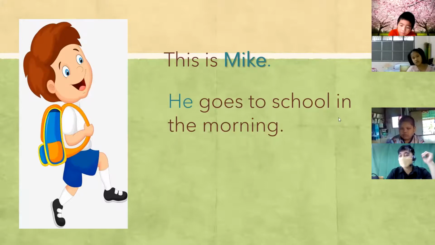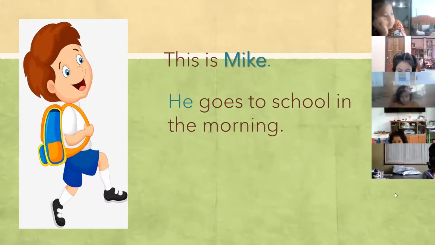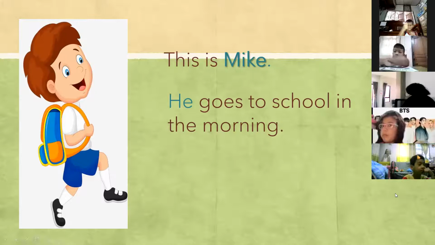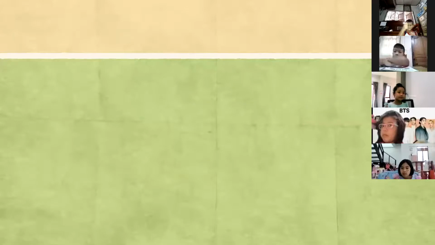Oh, the internet is so slow. He goes to school in the morning. He goes by what? Bicycle or bike. So this is Mike. Remember, this is Mike. He goes to school in the morning. He goes by bicycle. By bike.